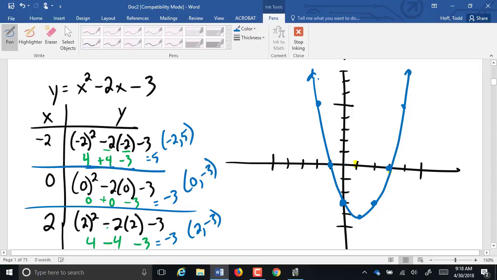It's called a parabola. So when you're plotting these points, that's kind of the key: you plot a few points to get a feel for the graph. Then you look at the graph and figure out where you need more points to figure out how it looks.